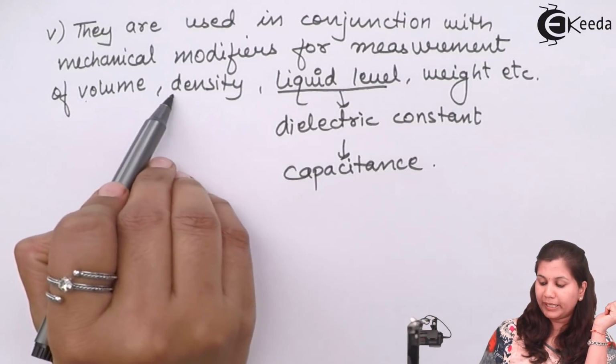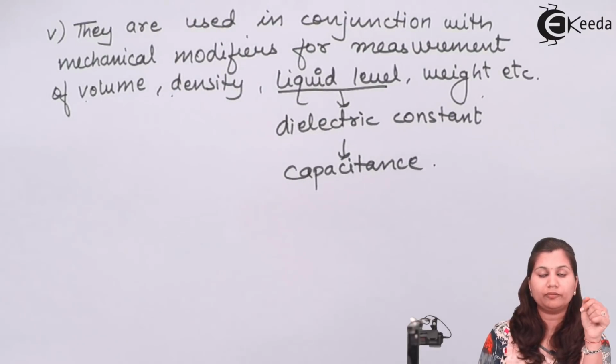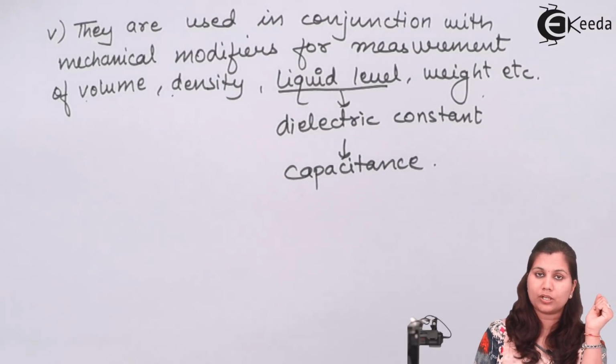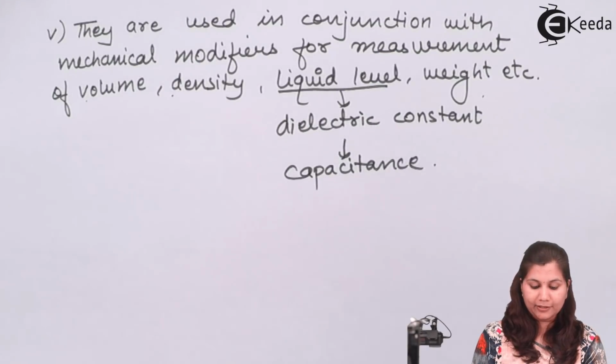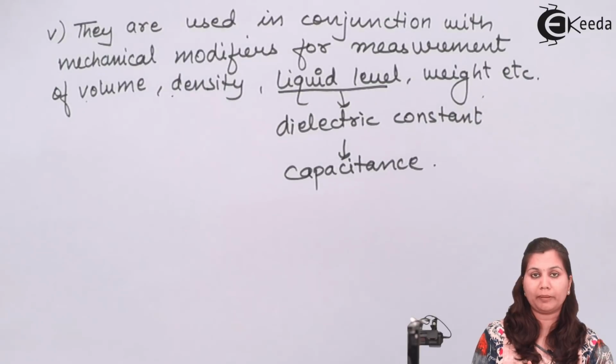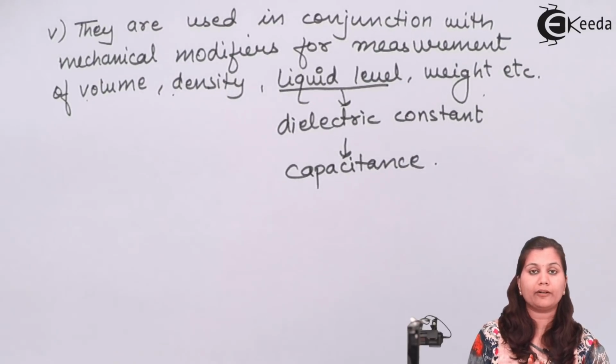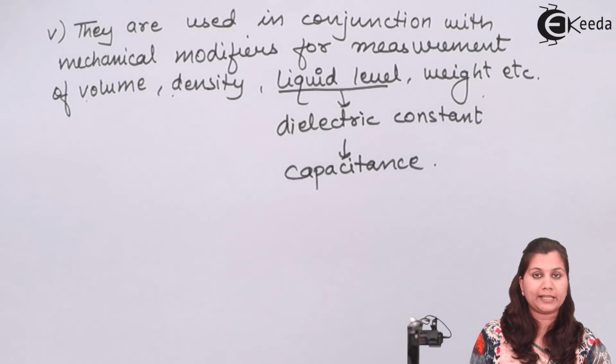Similarly, the volume, density, weight, torque, all these quantities can also be measured with the help of capacitive transducers. So in the applications, we have seen that the capacitive transducers can be used for the measurement of different types of physical quantities like displacement, force, pressure, level, flow, volume, density, weight, torque, and many other physical quantities can be measured with the help of capacitive transducers.